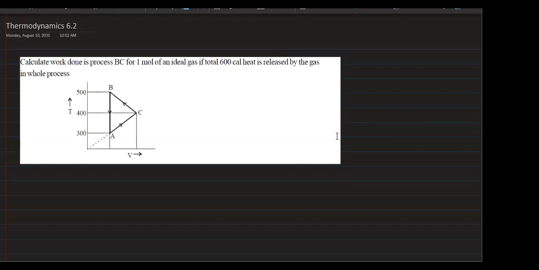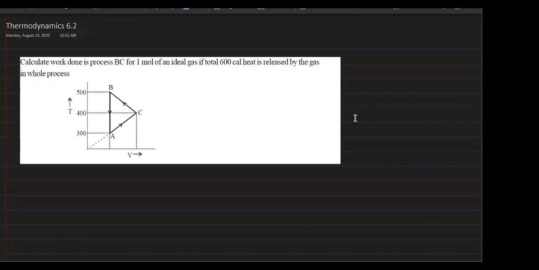Okay, so this is the problem that we have here. I hope everyone is able to see the problem, right? You have to find the work done. First of all, this is the curve between T and V, not P and V. That's the first thing, right? This is the graph between T and V. So you have to find the work done.